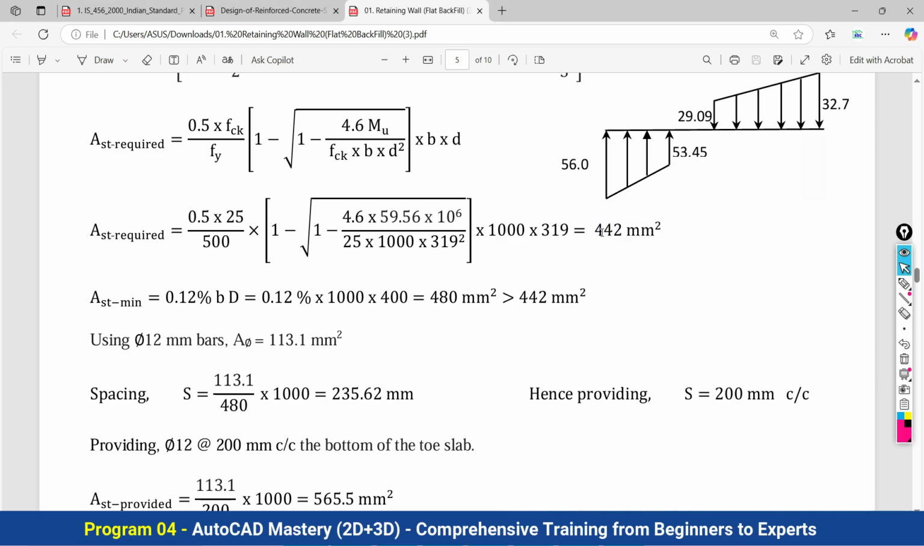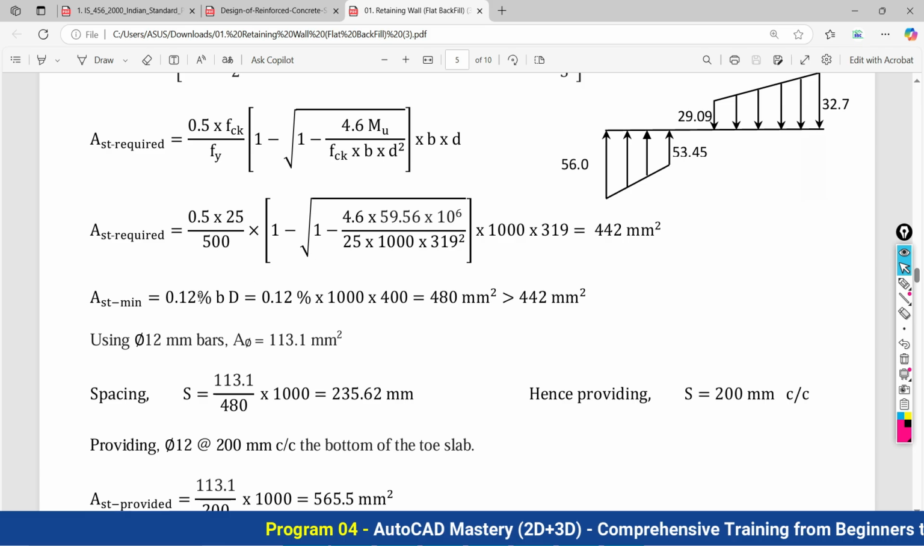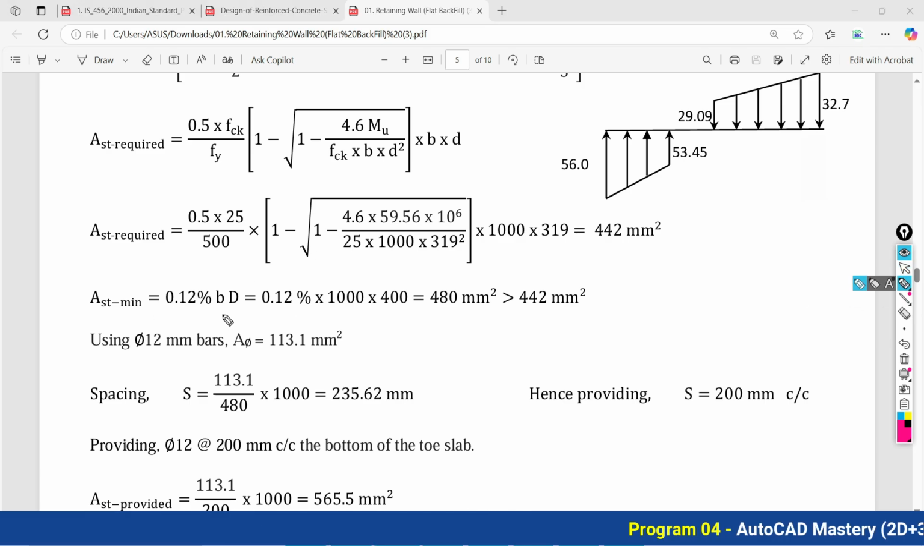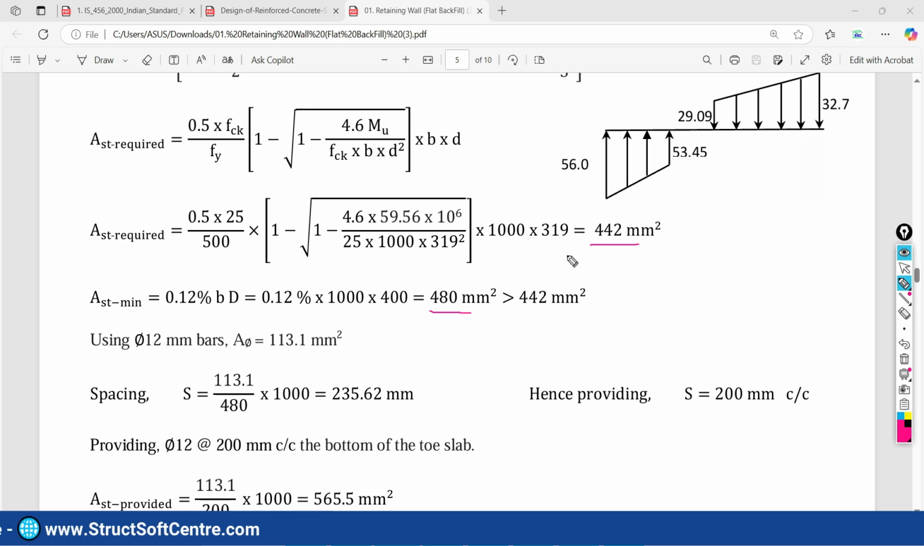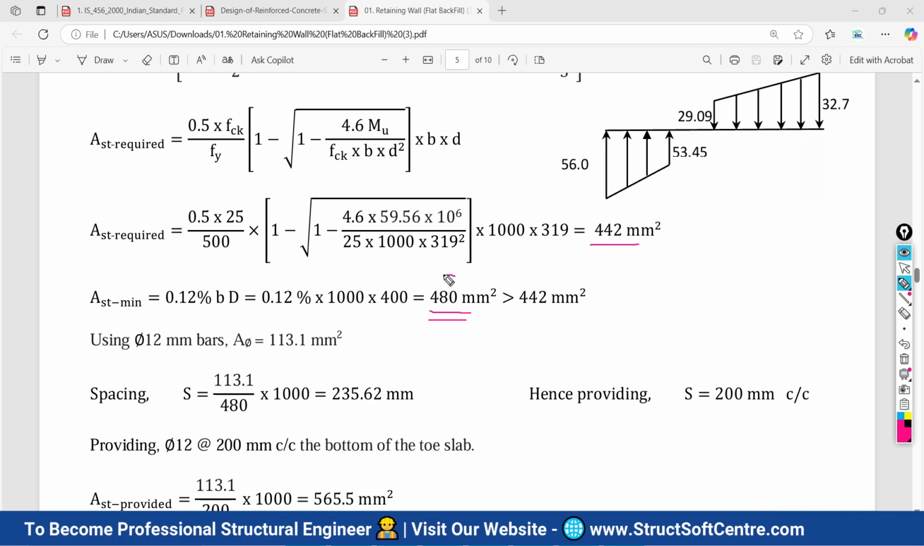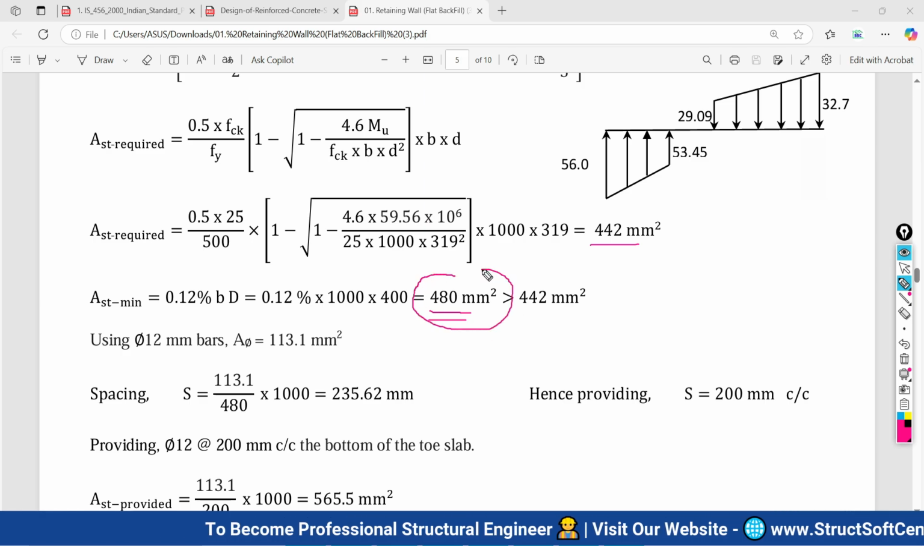But we have to compare this requirement with the minimum requirement. So minimum reinforcement requirement is what? 0.12% of B into D. So after doing this calculation, it is coming out to be 480 mm square. So 442 is the design required and minimum requirement is 480. So obviously we have to provide at least the minimum area of reinforcement required.